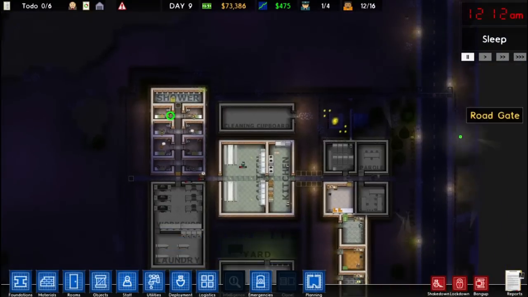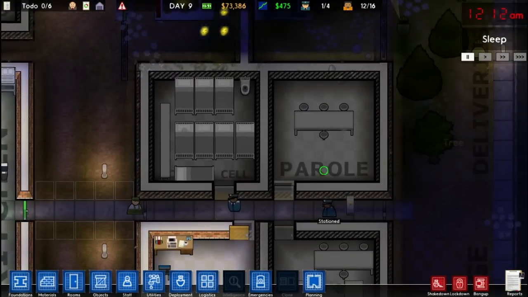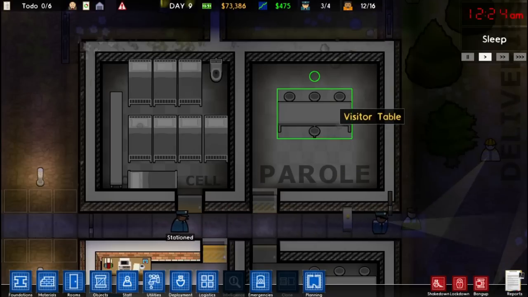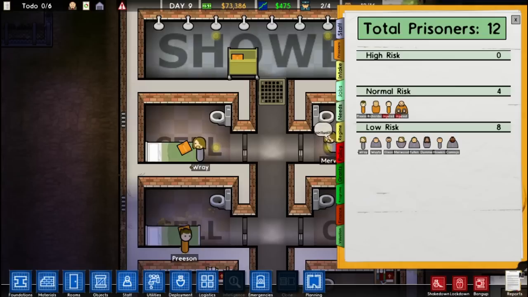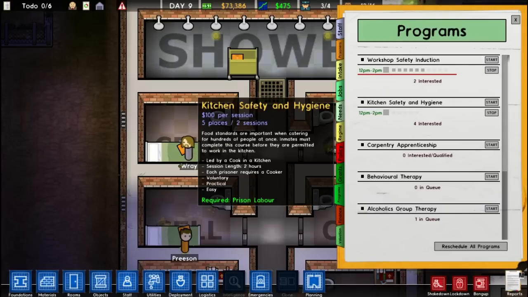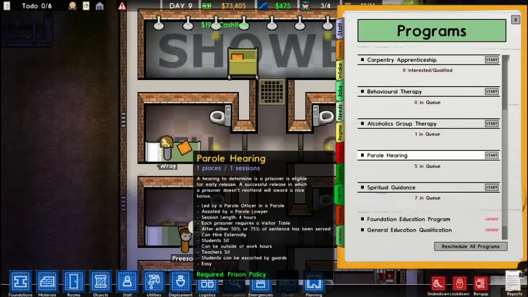Now, I already built this room, but in order to have any prisoners being paroled in the first place, we need a parole room. The parole room has to be a certain size and has to have a visitor's table inside. Once you have a parole room built, you can go to Reports, and then you can go to Programs. Now, we use programs to train people in jobs, but there are programs for parole hearings.